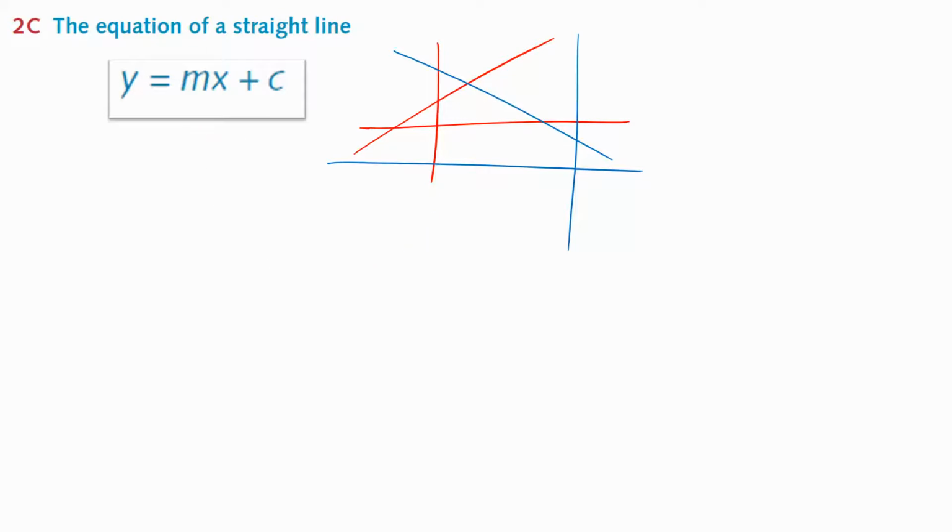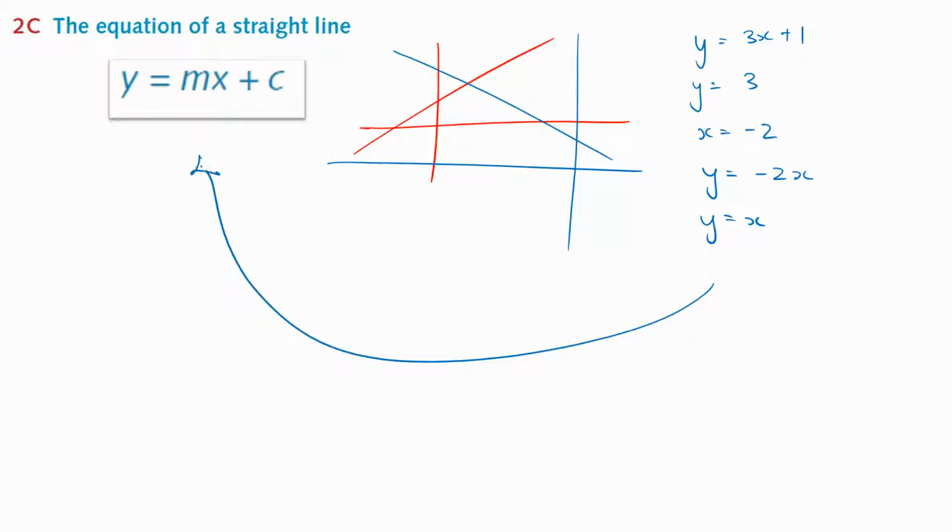So I'll give you an example, okay? It could be y equals 3x plus 1. It could be y equals 3. It could be x equals negative 2. It could be y equals negative 2x. It could be y equals x. All of this is in one way or another this form.